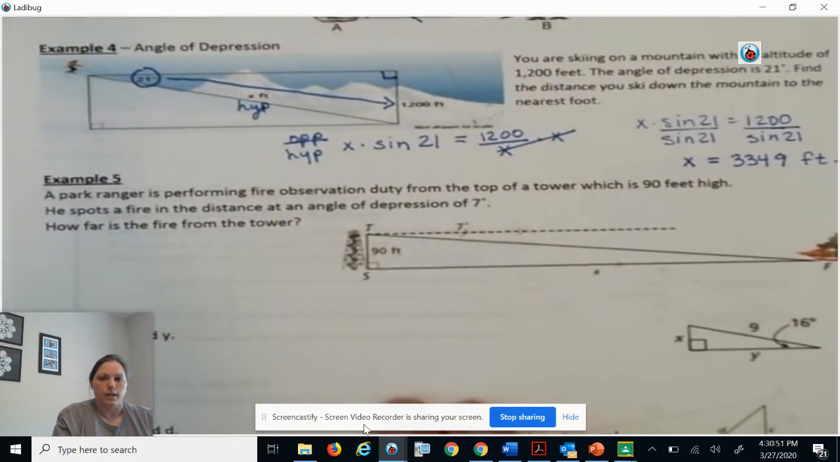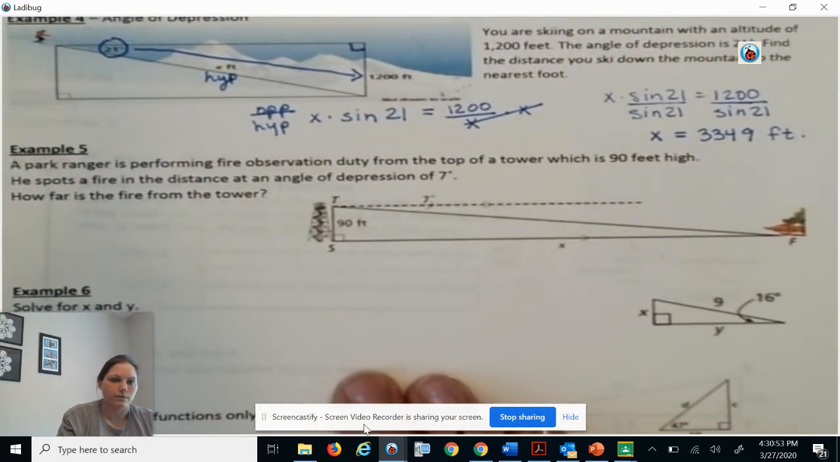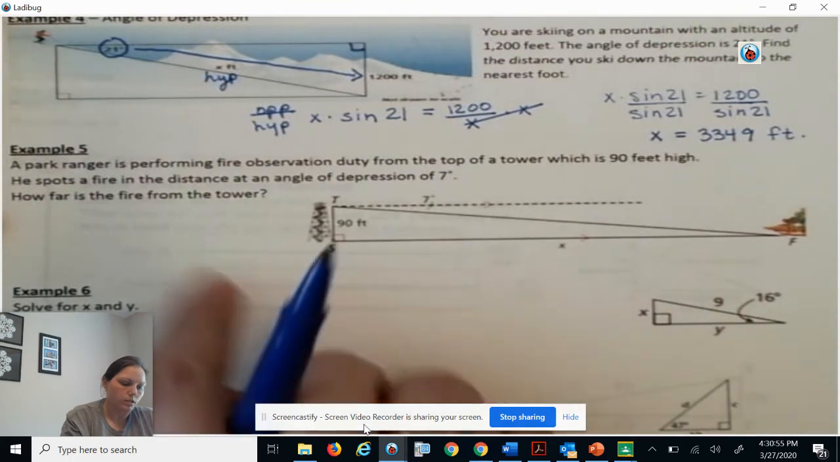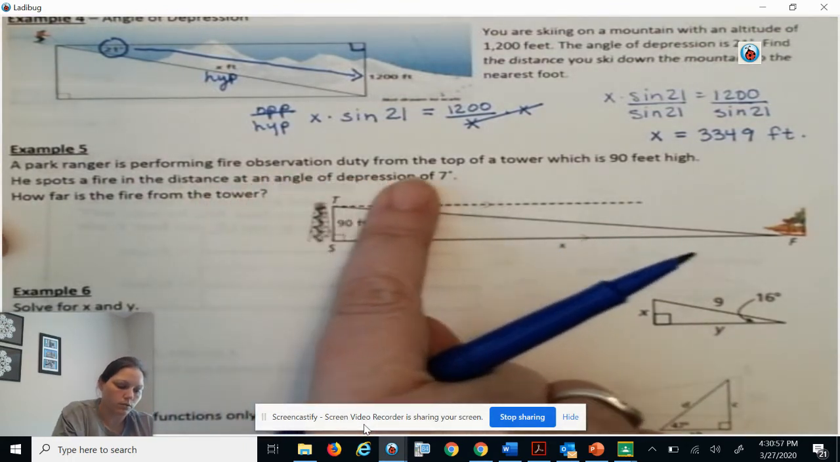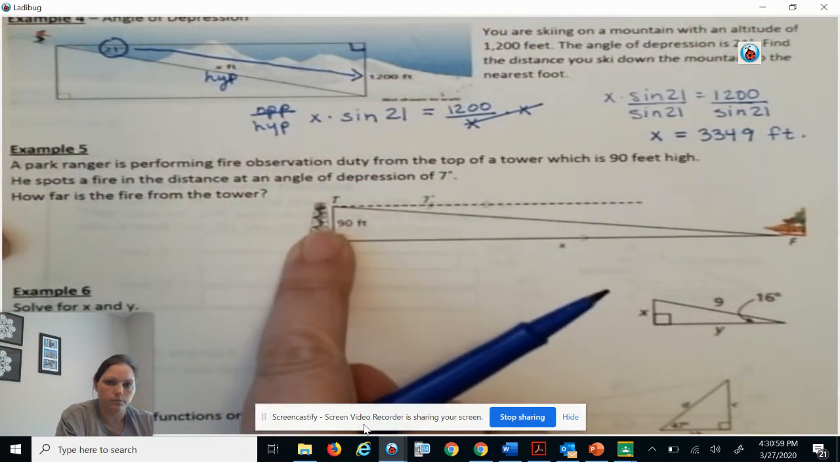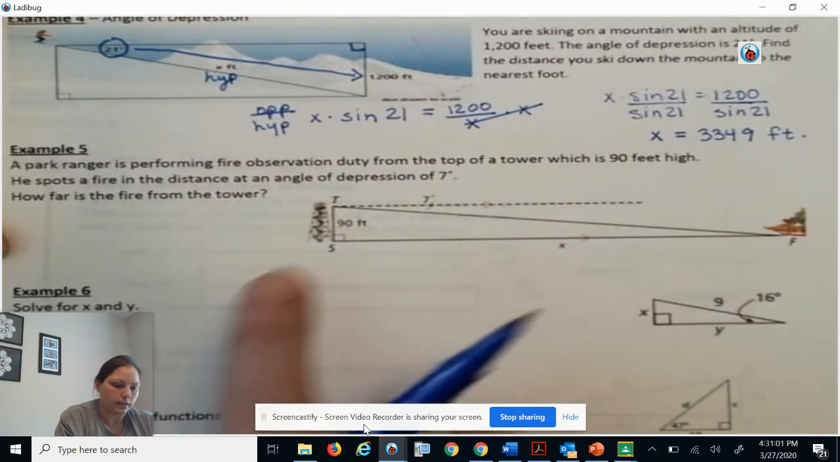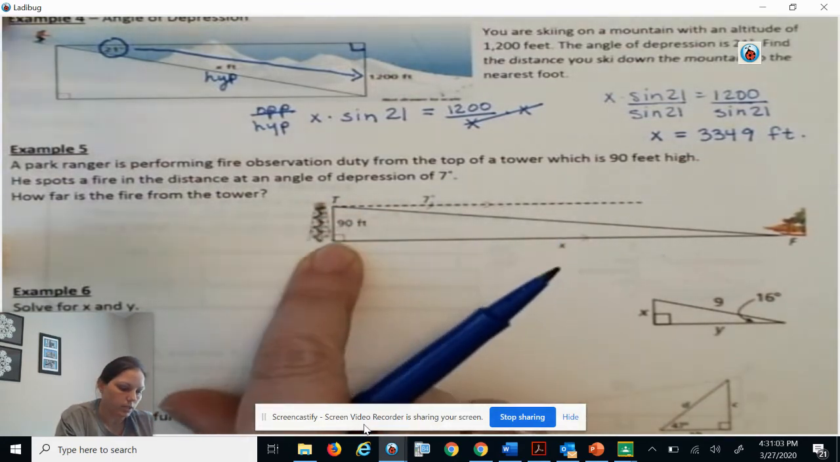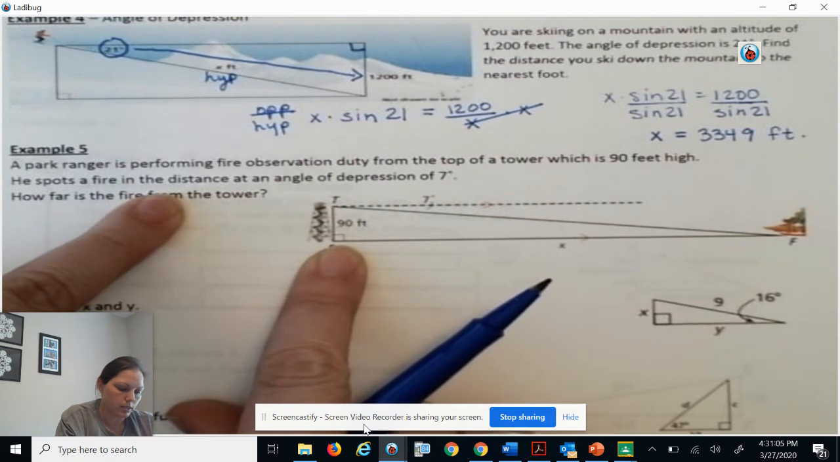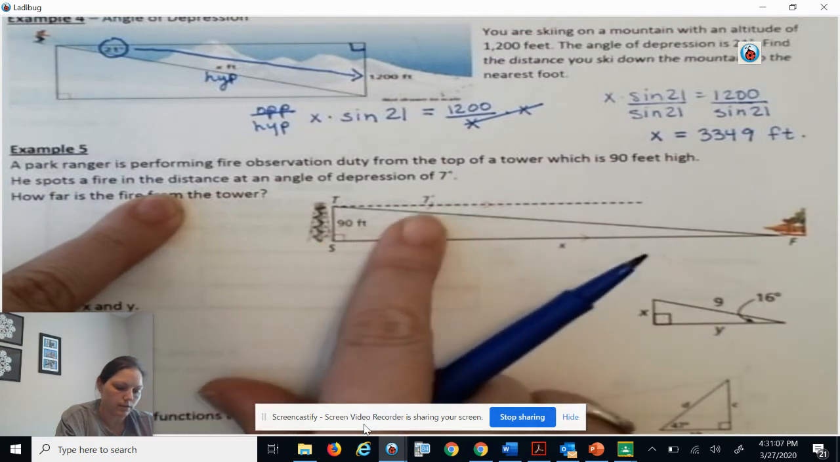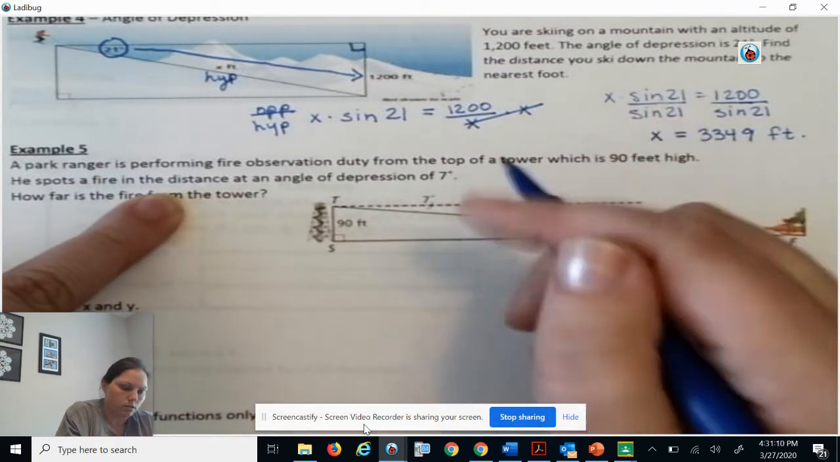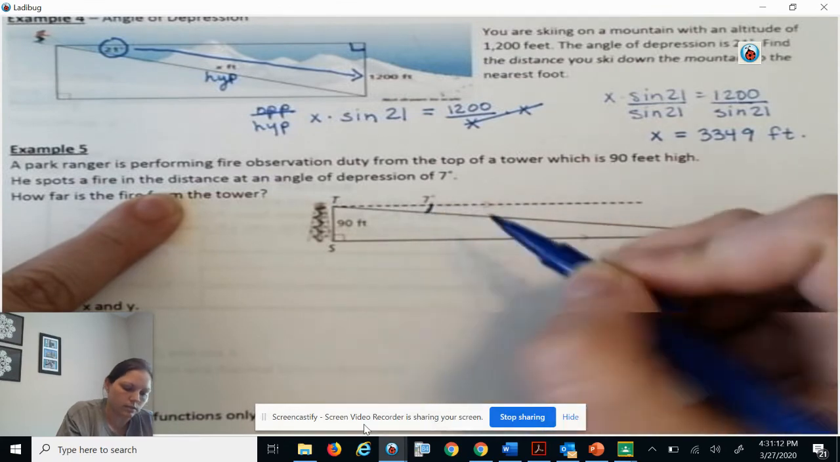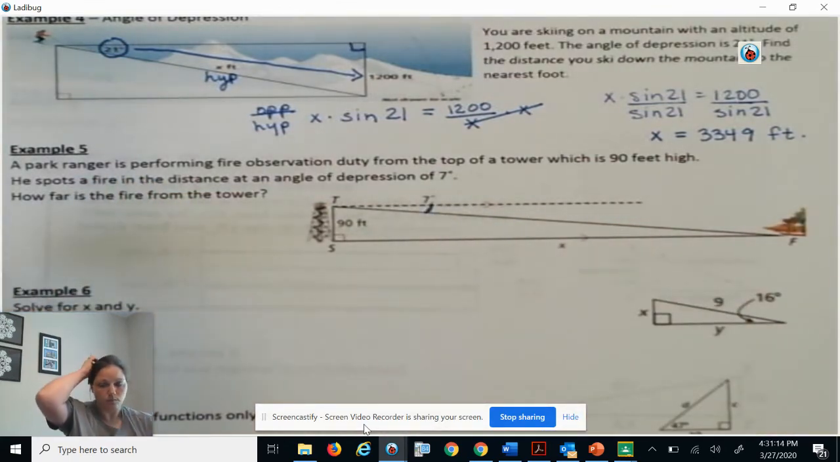Okay, example 5. We have our park ranger performing fire observation duty from the top of a tower here, which is 90 feet high. Our tower is 90 feet. He spots a fire in the distance at an angle of depression of 7 degrees. So that's this angle here. He's looking down at 7 degrees.